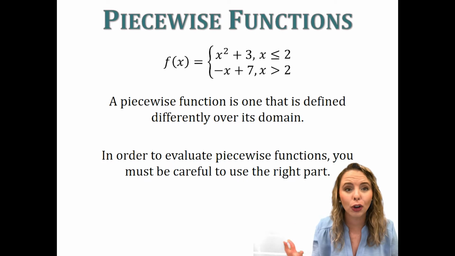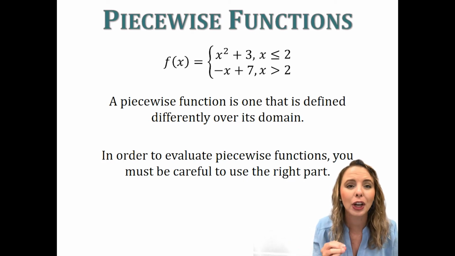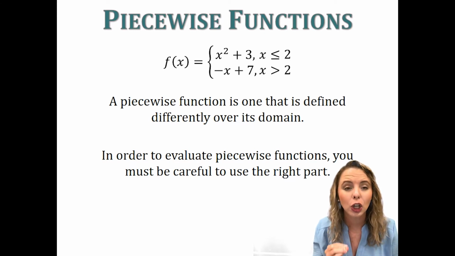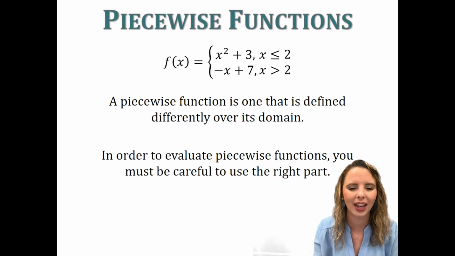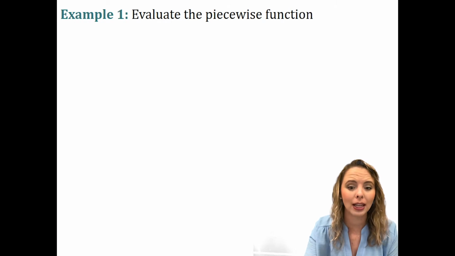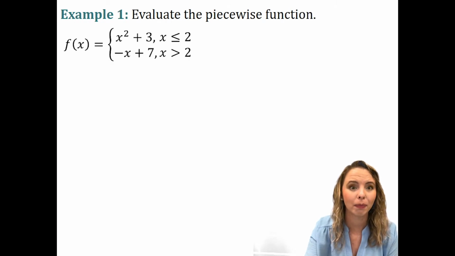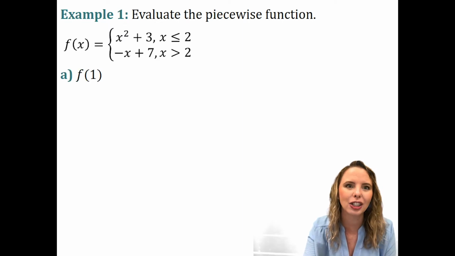Okay, in order to evaluate piecewise functions, we have to be very, very careful. You have to look at those domain restrictions, those domain specifications, to ensure that you are evaluating in the correct portion of the function. So let's look at it. Let's see what all this means. So we're going to evaluate a piecewise function. This is the same piecewise function from the previous page, except this time we're going to actually evaluate. We're going to say f of 1.